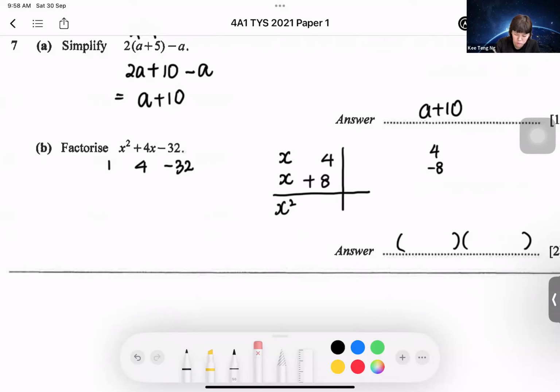Oh, sorry, this one over here. If it's positive 4, I'll change it to negative 4. If it's positive 8, I'll change it to negative 8. Let's check why this is so.